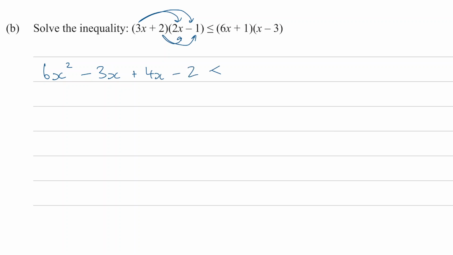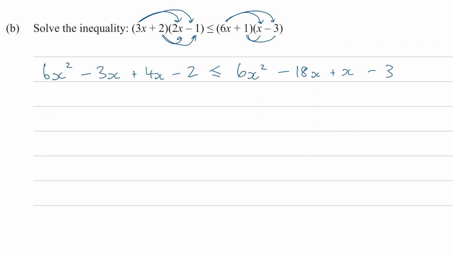And that is all less than or equal to 6x times x, 6x squared. 6x times minus 3, minus 18x. 1 times x, plus x. 1 times minus 3, minus 3.